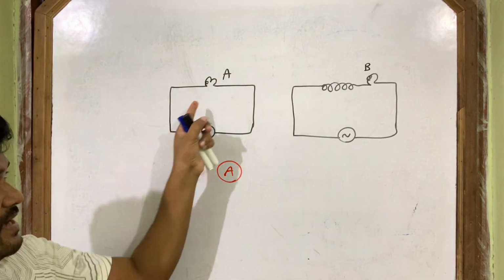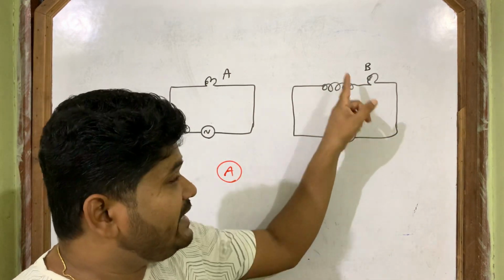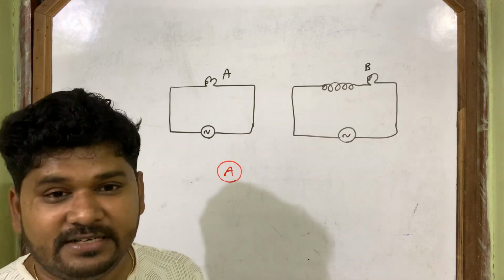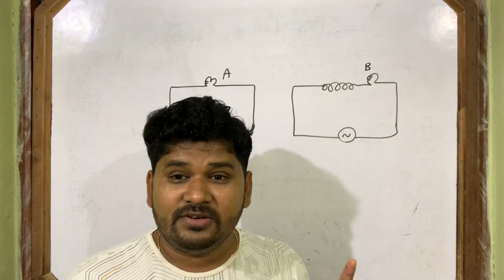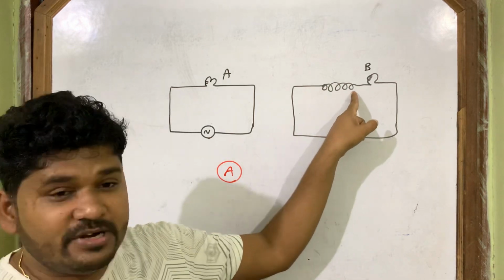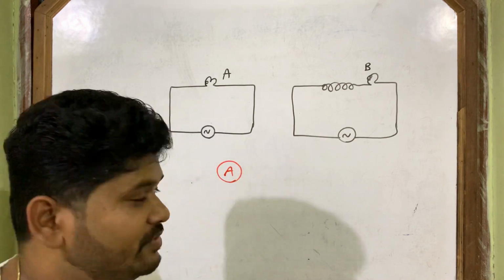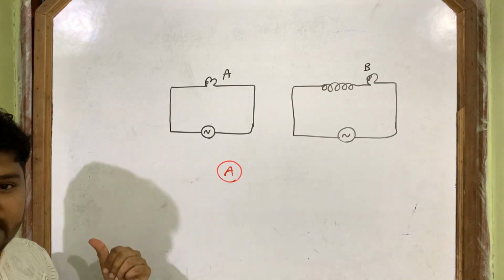Bulb A glows fast. Why? Because in bulb B's circuit, the current cannot increase easily because the inductor is there. The inductor will not allow the current to increase easily, so this bulb will glow late. So this is the answer: bulb A.